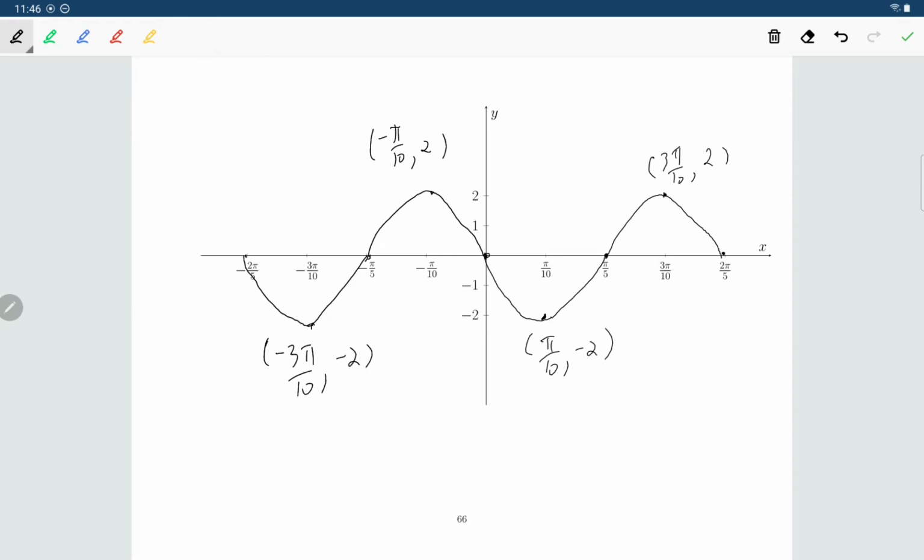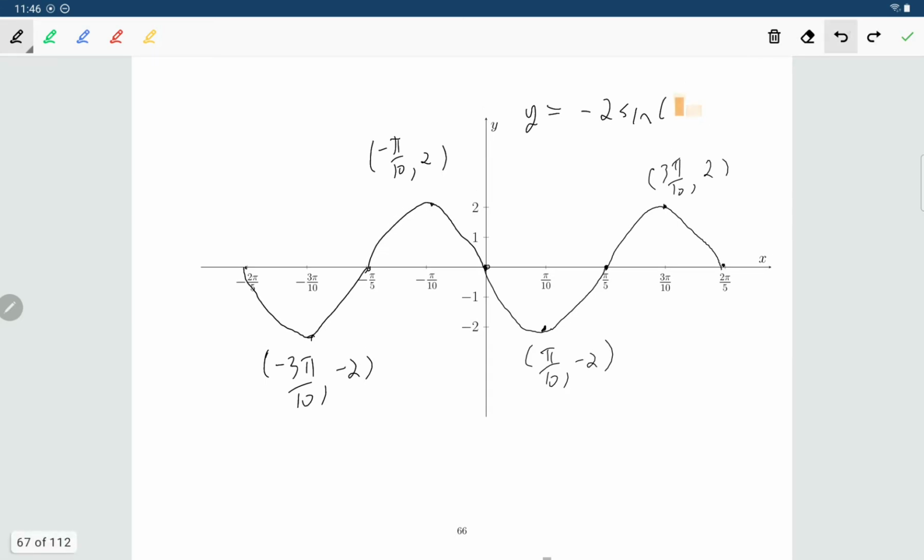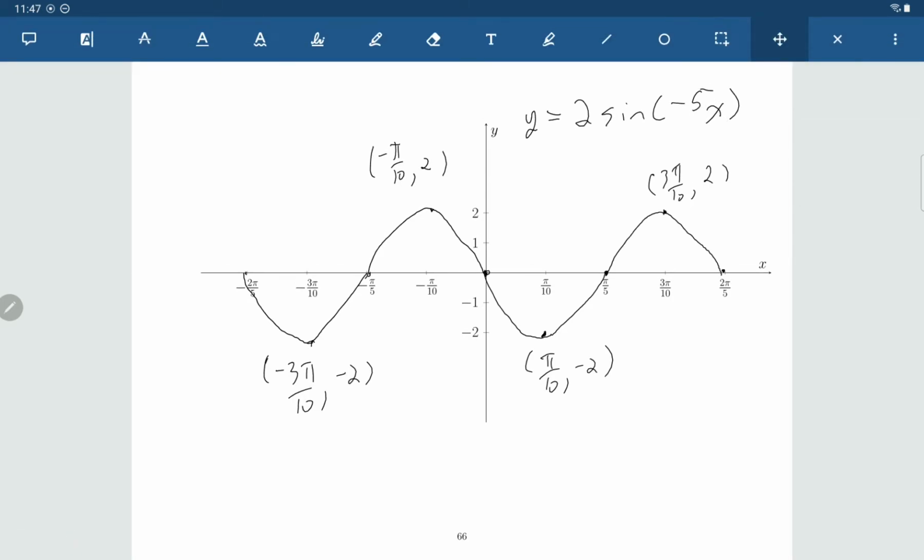And I'm going to label this with the original equation. So although this is negative 2 sine of positive 5x, it is the same thing as the original function we were given, 2 sine of negative 5x. And so that's what I'm going to label that one with.